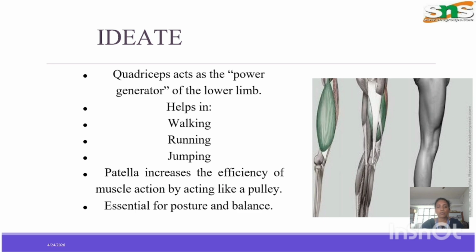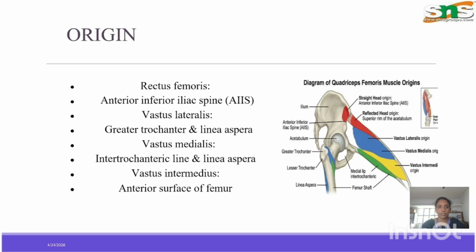The patella increases the efficiency of the muscle action. Here you can see the quadriceps muscle, and here the patella is located. It increases the efficiency of the muscle action by acting like a pulley. It is located at the muscle end, but the muscle is not actually ending here. It is ending on the tibial tuberosity. So here there is a patella. It acts as a pulley and increases the efficiency of the quadriceps power. It is also essential for posture and balance. Yes, the quadriceps muscle is essential to maintain posture and also to establish good balance during propulsion.